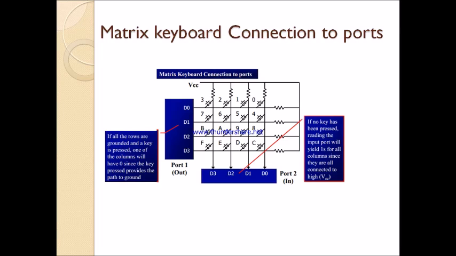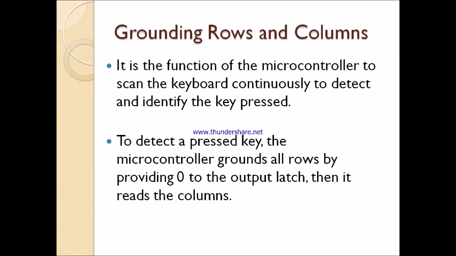Basically, the CPU accesses both rows and columns through ports. Therefore, with two 8-bit ports, an 8x8 matrix of keys can be connected to a microprocessor. When a key is pressed, a row and a column make contact. When no key is pressed, there is no connection between any of the rows and columns. It is a function of the microcontroller to scan the keyboard continuously.